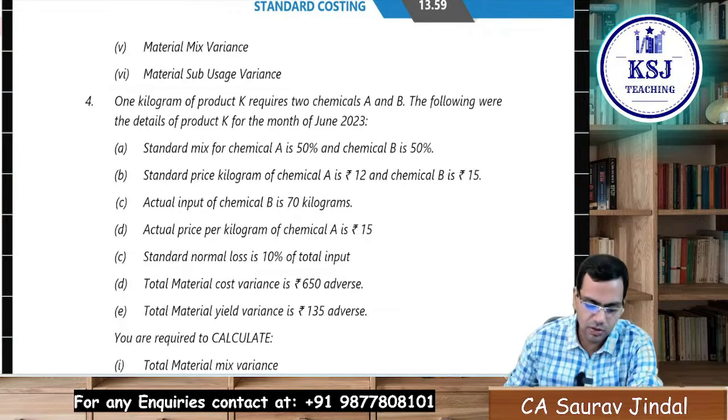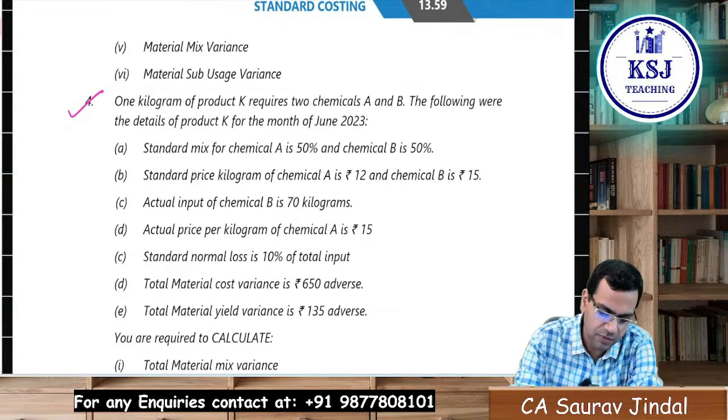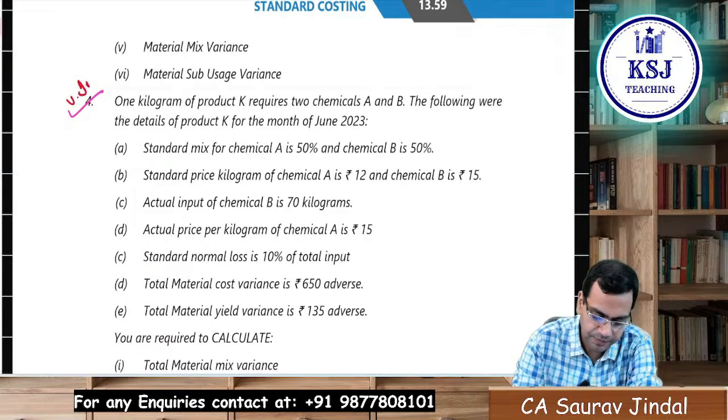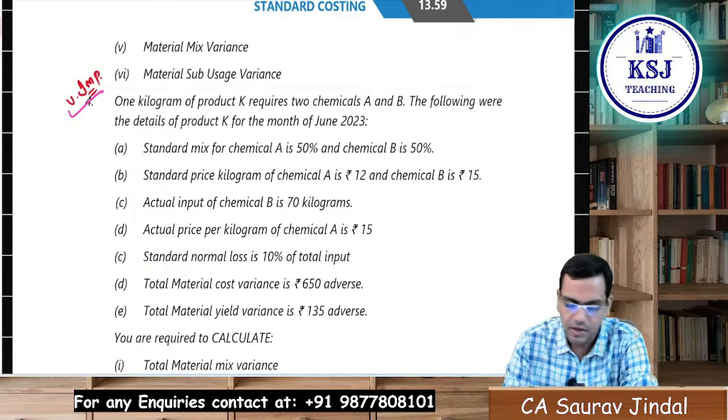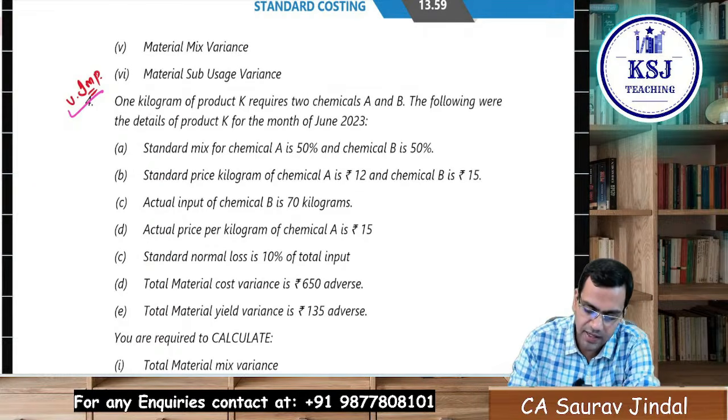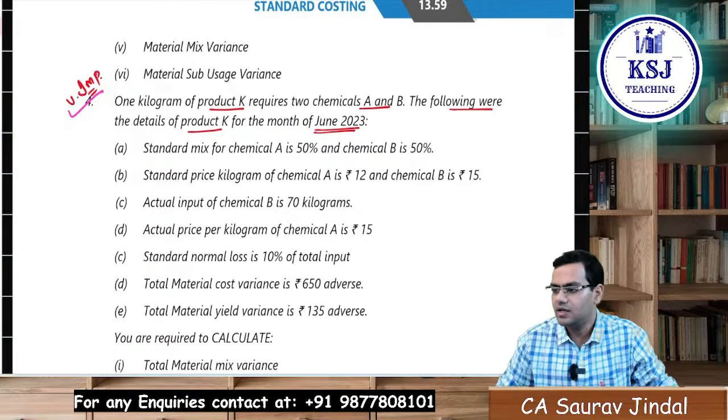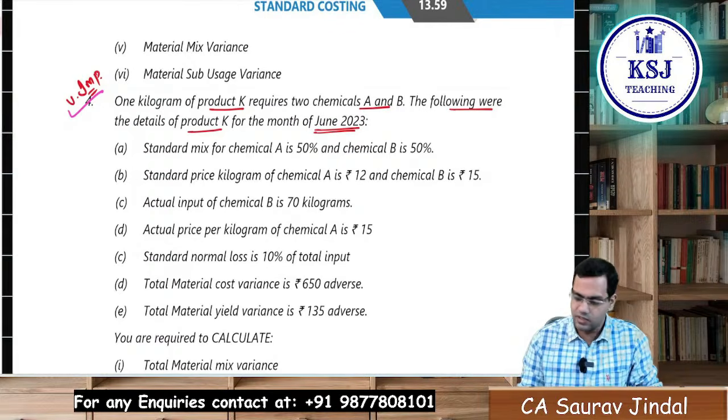Okay, let's move on to question number 4. Another very important question. 1 kilogram of product K requires 2 chemicals A and B. The following were the details of the product K for the month of June 2023. Right, 65.4 and 43.6, that is absolutely correct. That is absolutely correct, Priti. 101% correct. No issues in that.